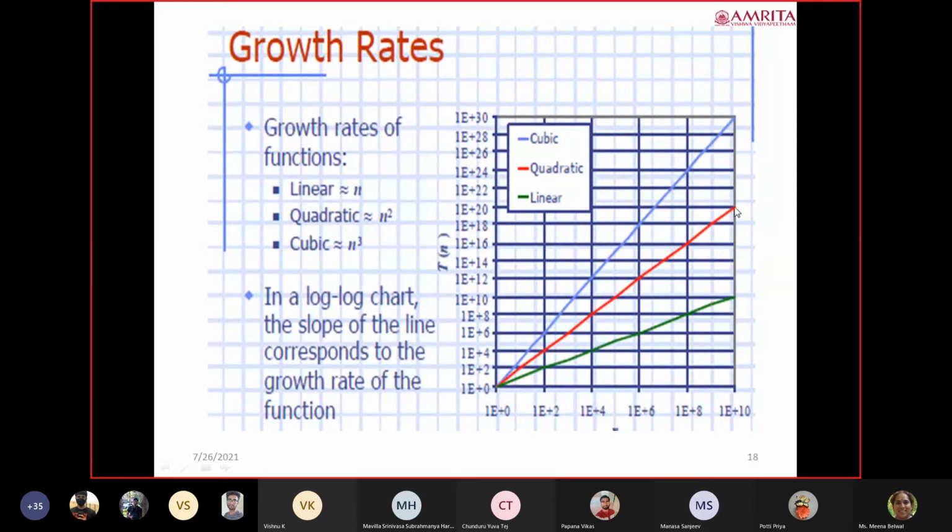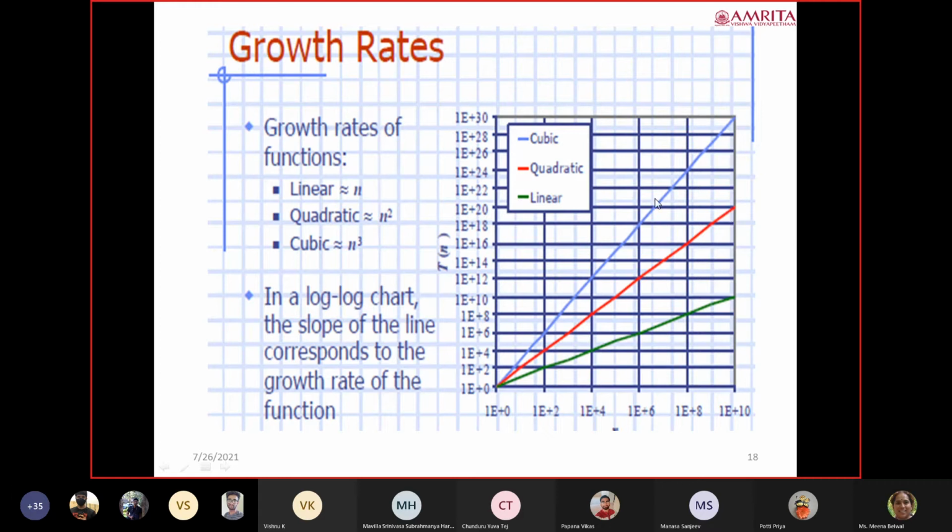Now this red line is quadratic. Quadratic means 1e+0 is 1, so for 1 it is going to be 1 only. For 1e+2, square, it should be 1e+4. 1e+4 means 10 to the power 4 squared, which is 10 to the power of 8. So for 1e+4 the output is going to be 10 to the power of 8. For 1e+6 it is going to be 10 to the power of 12, right? So this growth rate is your quadratic growth rate.